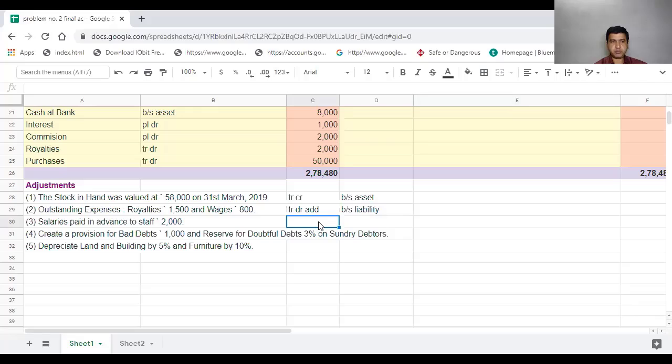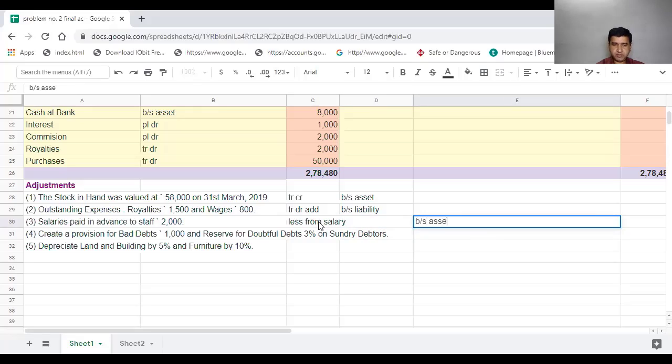Now come to the adjustment number 3. Salary paid in advance to staff rupees 2000. It is less from salary. Second effect, balance sheet, asset side.